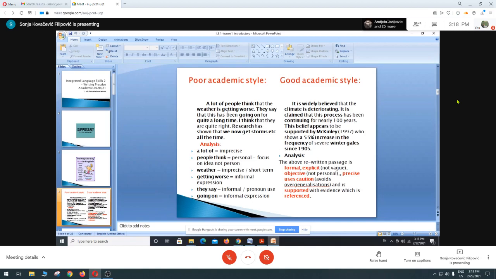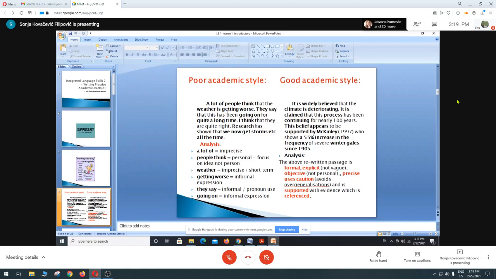Because is it weather or is it climate that we are actually referring to? It seems that it is climate, as we will see later on when we consider the corrected version. So if something gets worse, it's a good expression when we are having a chat, but in writing, it's considered to be informal, okay? Because, or for example, they say is also informal.